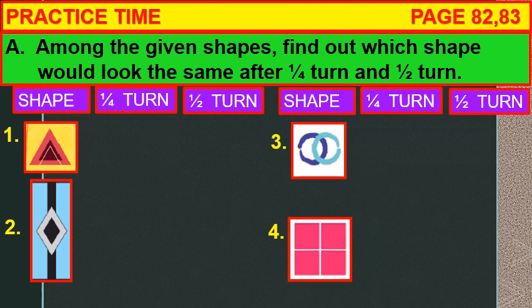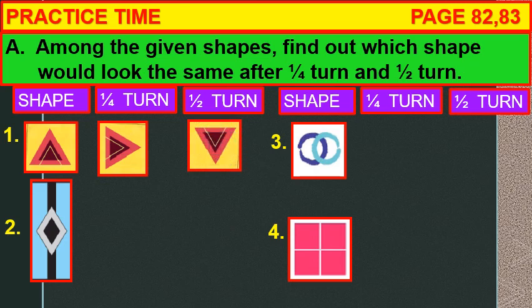Now practice time, page 82 and page 83. Some 8 shapes are given in your textbook. You are supposed to find out which shape would look the same as the original shape after a 1/4 turn and half turn. Consider the first shape. Let us give a 1/4 turn and half turn and then check. So both the shapes will not look the same as the original shape after giving 1/4 and half turns.